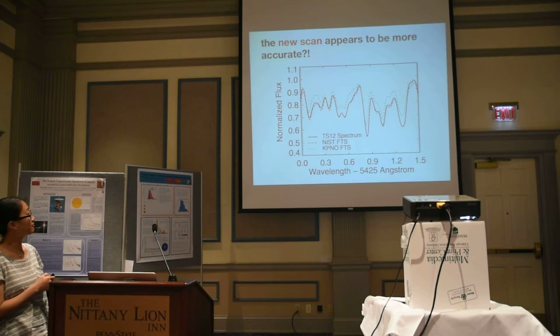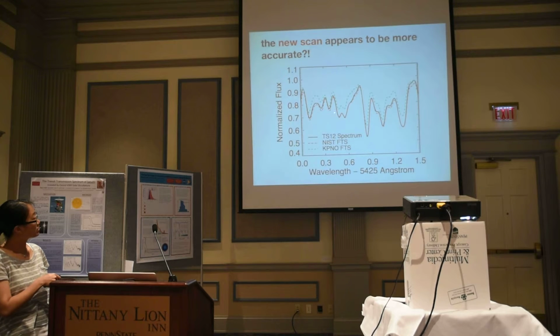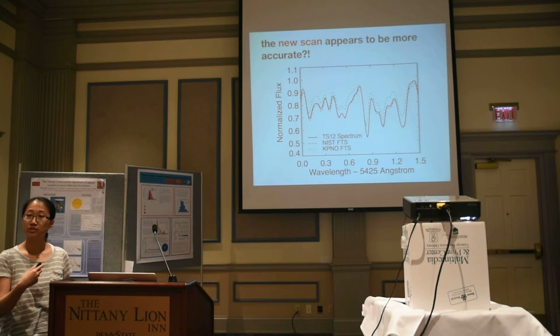This is a comparison of the Tull spectrum for the HET iodine cell in black, and the new FTS scan in red, and the old FTS scan taken almost 20 years ago in green. As you can see, the new scan agrees with the Tull spectrum, which really indicates a probable changing cell.